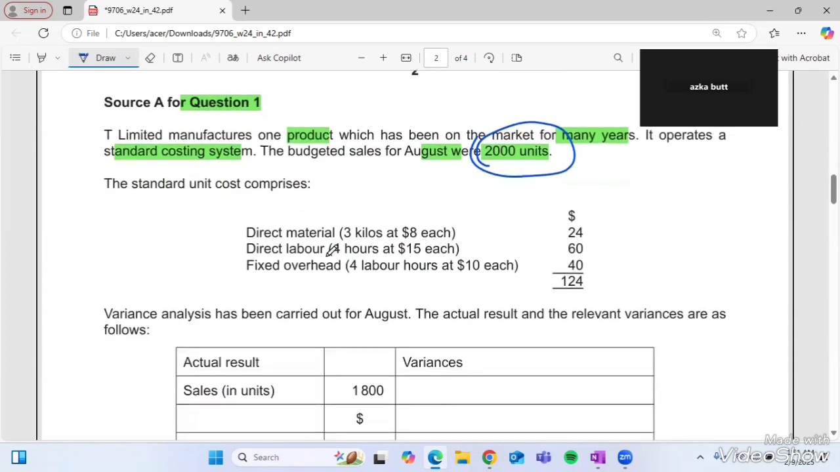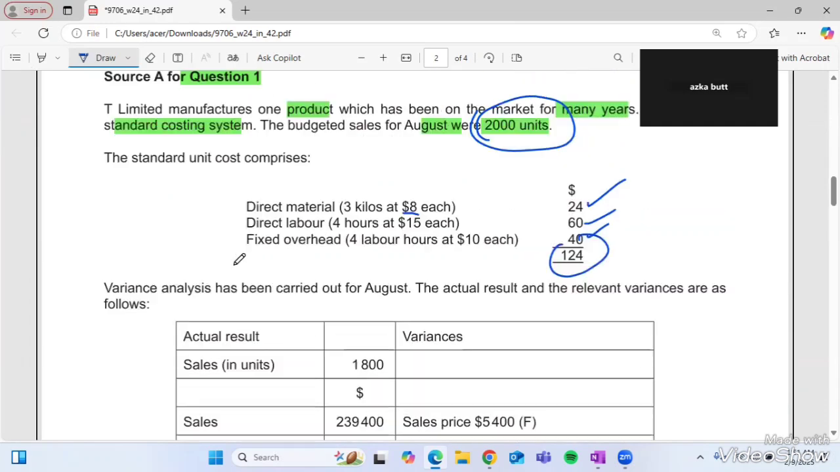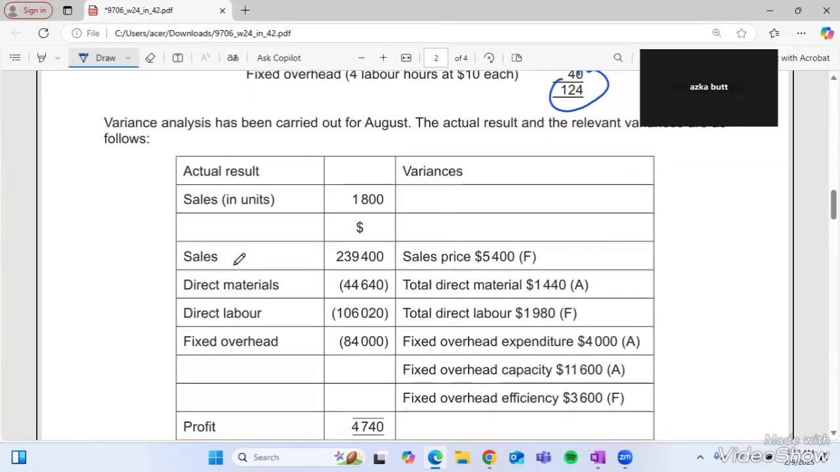per unit cost is direct material cost 3 kilo at $8 each is equal to $24. Direct labor is equal to $60 and the fixed overheads is equal to 40, and the total standard unit cost is $124. And we have the variance analysis. The sales basically in units was 2,000, but the actual results are that they only sold 1,800 units.